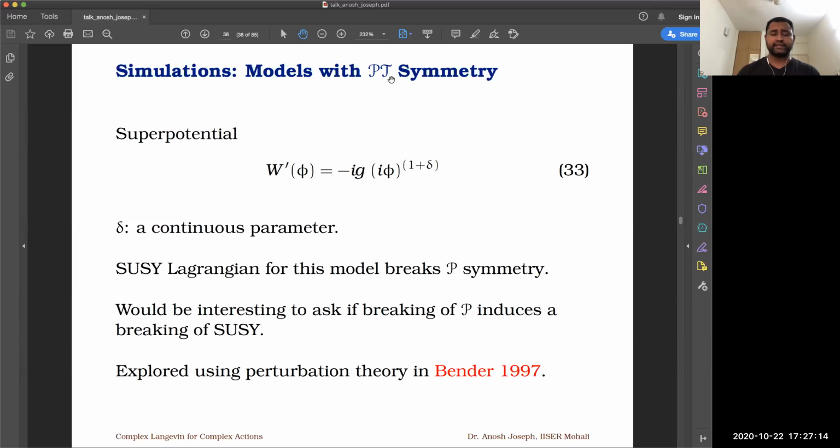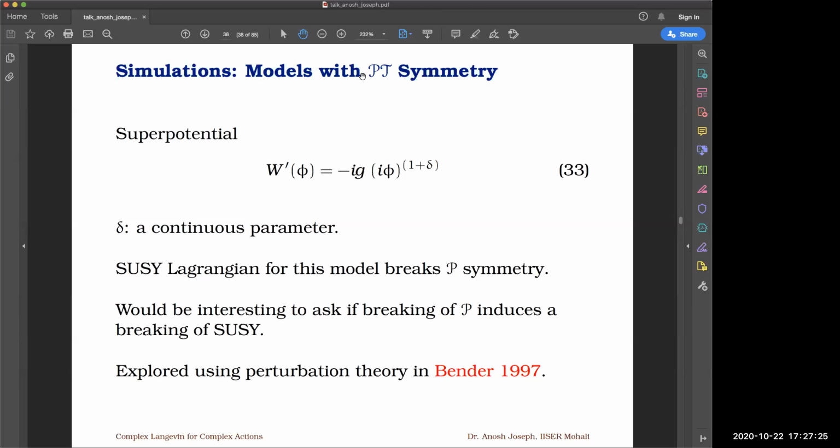P is for parity, T is for time reversal symmetry. PT symmetric models play a role in Higgs physics.